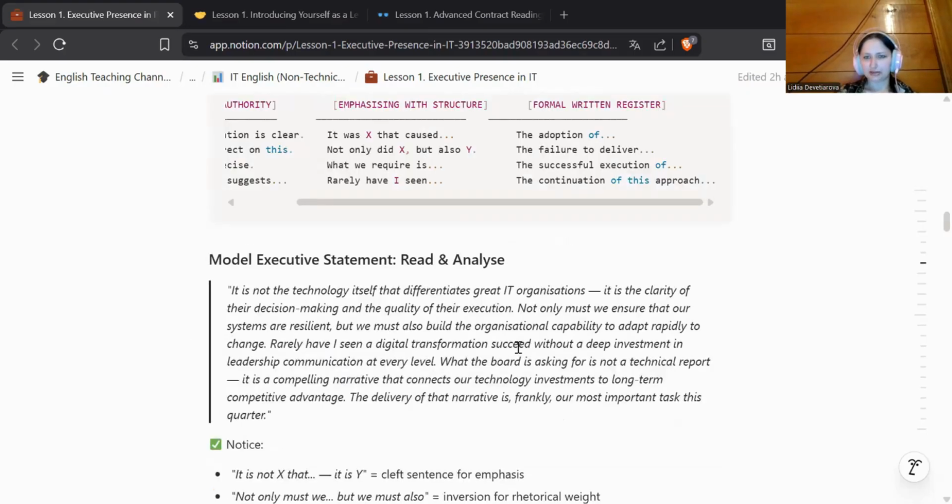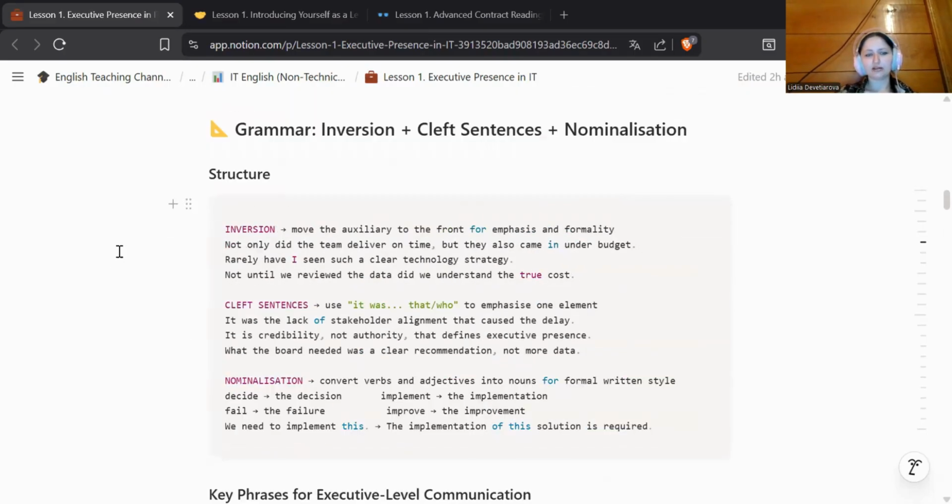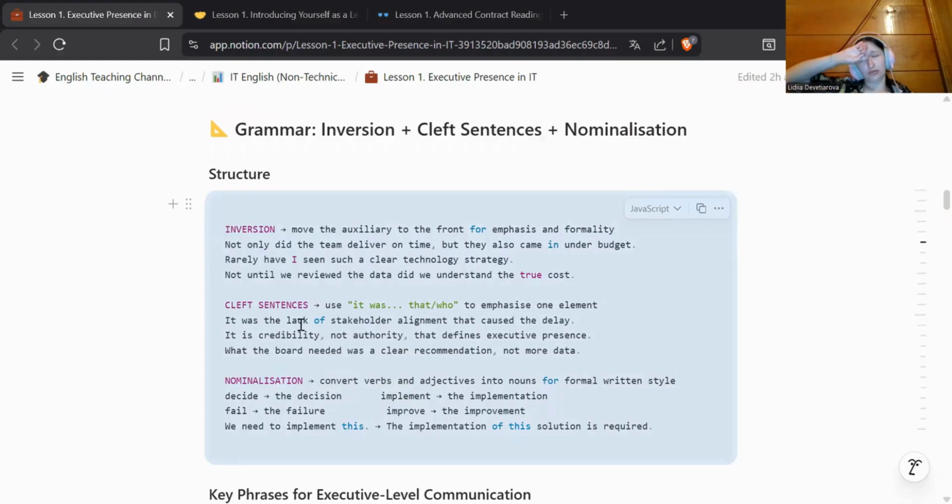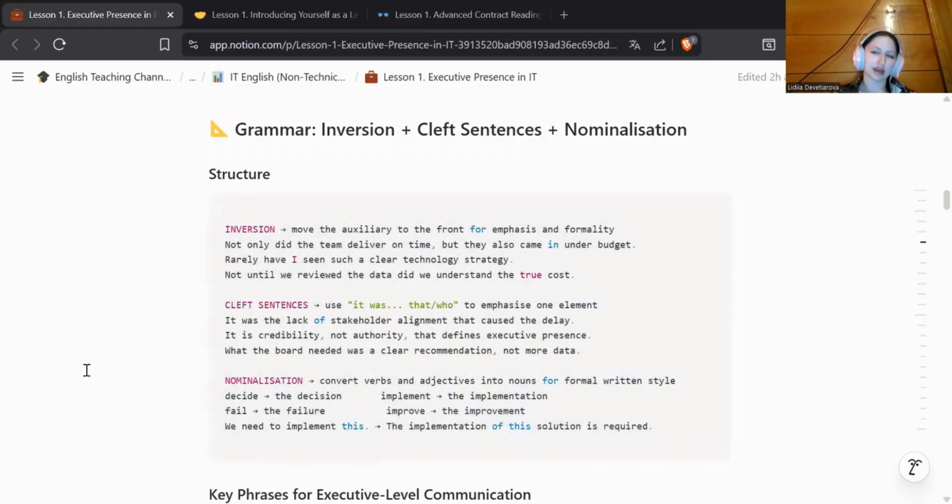For some reason, inversion and cleft sentences are really liked by AI. So a lot of people, when they see those, believe that the text or the speech is written by AI. So I suppose be careful with those, okay?